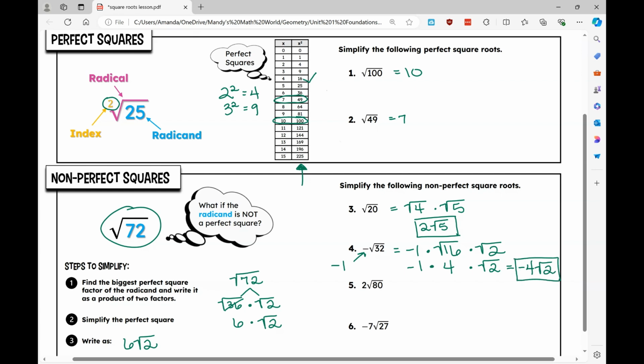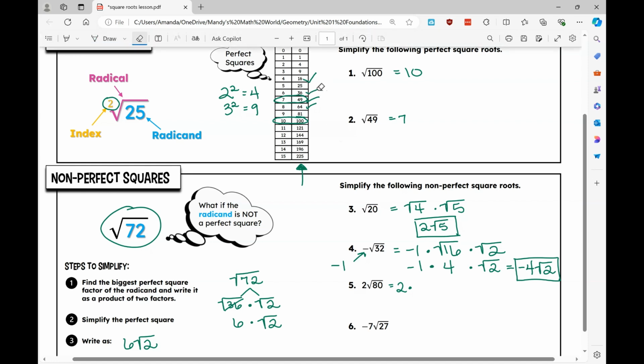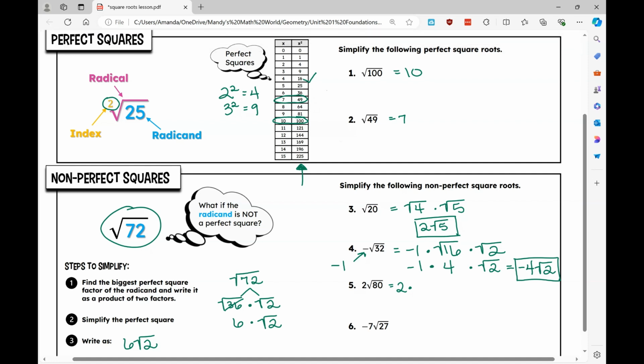Let's move on to 2 square roots of 80. Again, this is 2 times the square root of 80. What's the biggest perfect square that goes into 80 a whole number of times, or that is a factor of 80? I encourage you to pause the video and try to find that number now. You can start by doing 80 divided by 64, 80 divided by 49, 80 divided by 36. Okay, what do you get as the biggest perfect square that's a factor of 80?